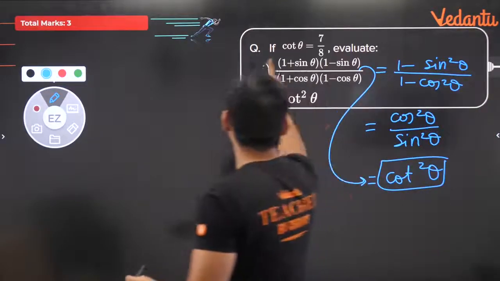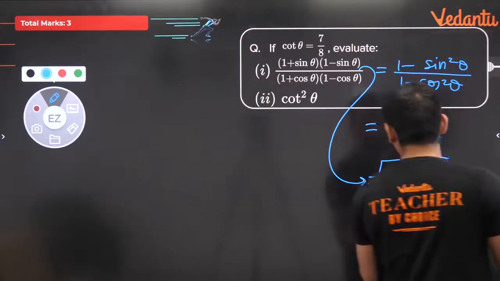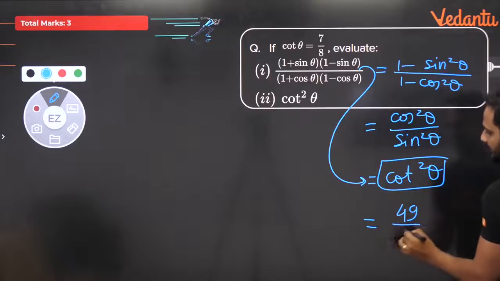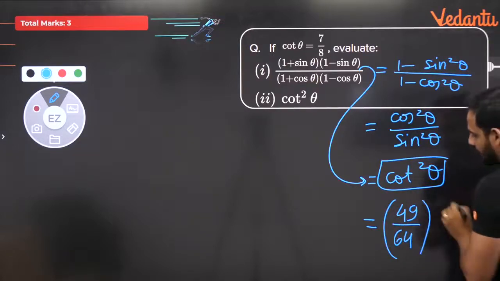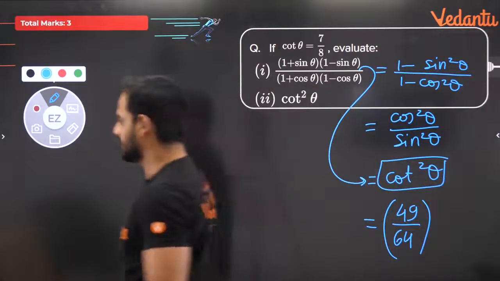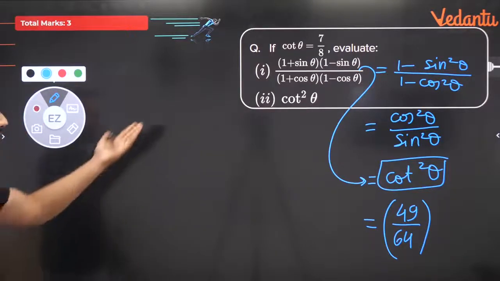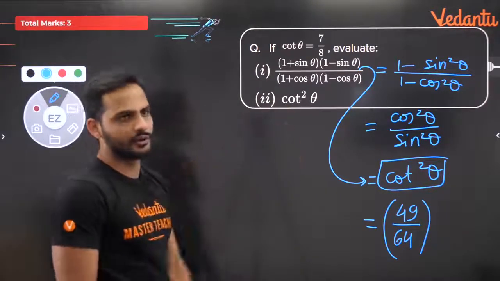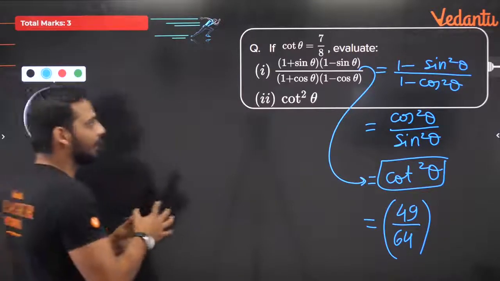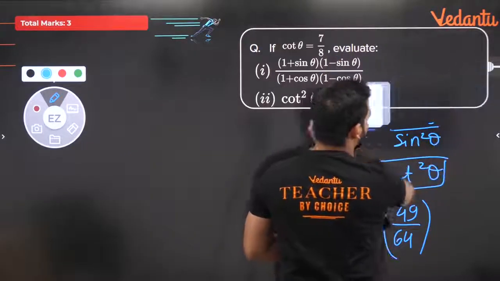So put it in. cot theta is 7 by 8, so cot square theta will be equal to 49 by 64, 7 by 8 whole square. So the value of the first one will be 49 by 64. Second is also directly cot square theta, which is 49 by 64. If not by this method, then you know what you are going to do.